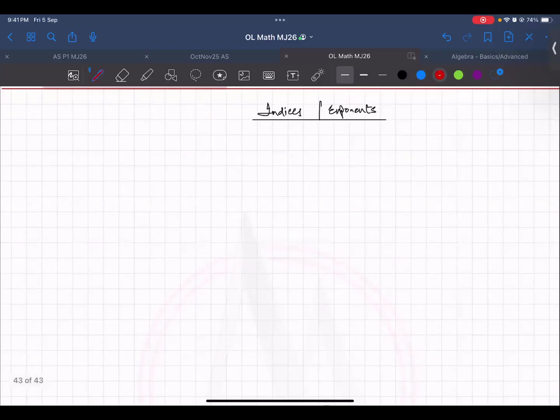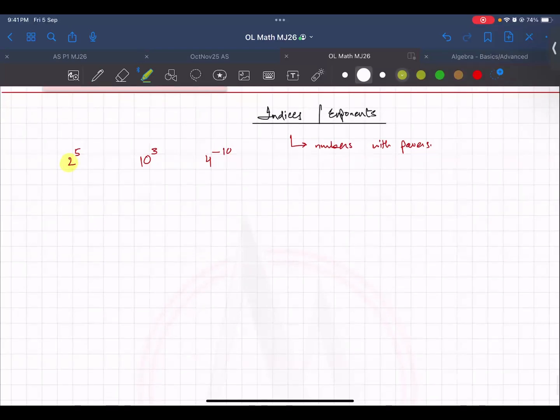Indices are numbers with powers. For example, you have 2 to the power of 5, 10 to the power of 3, 4 to the power of minus 10. All of these are index numbers. Indices is the plural, and index is the singular. For any index number, there are two parts. We call this the base, and we call this the power.